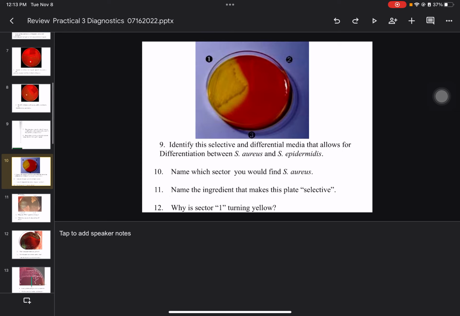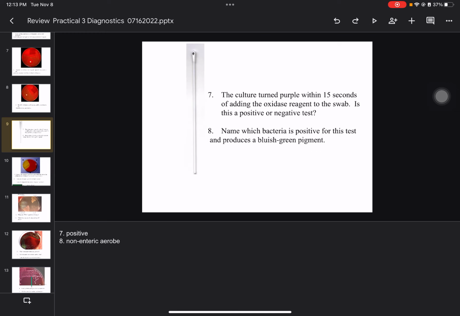Okay. Wait, what was 8? Name which bacteria is positive. When I skip things, what does that mean? We don't need to know it. Look, listen, positive. I could have easily made a big deal about Alcaligenes faecalis and Pseudomonas aeruginosa when we were doing this. I didn't see the need to make it harder just because I could. So if I skip things, just don't worry about it.